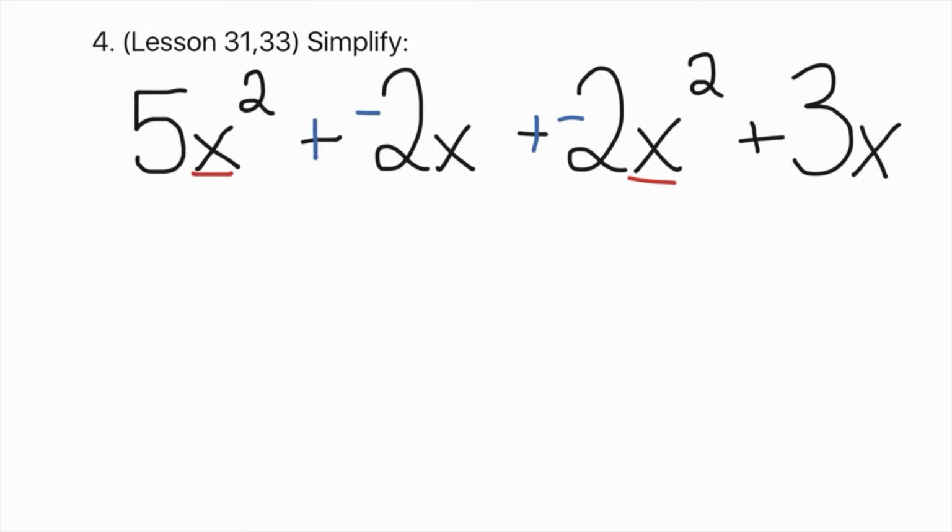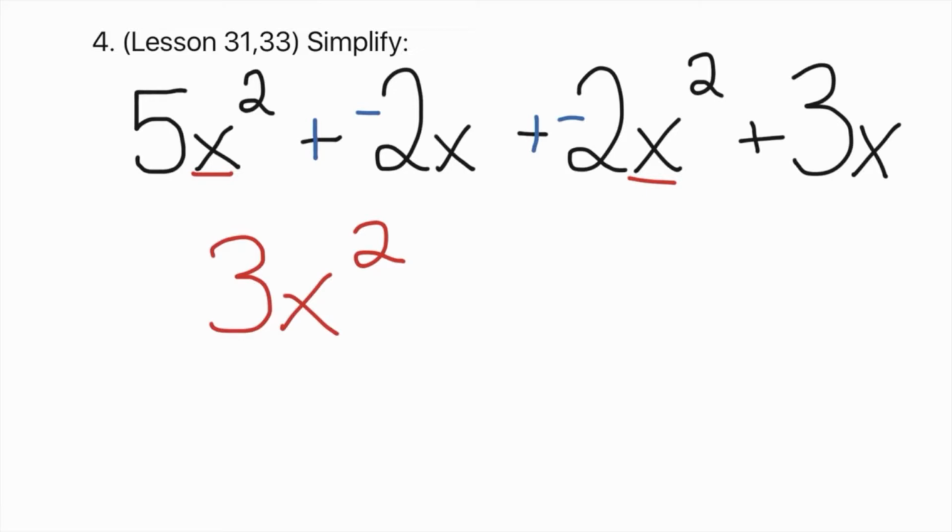So I have a positive 5 plus a negative 2. When I combine those together, it gives me 3x squared. Now let's look at our other two terms. We have a negative 2x and a positive 3x.